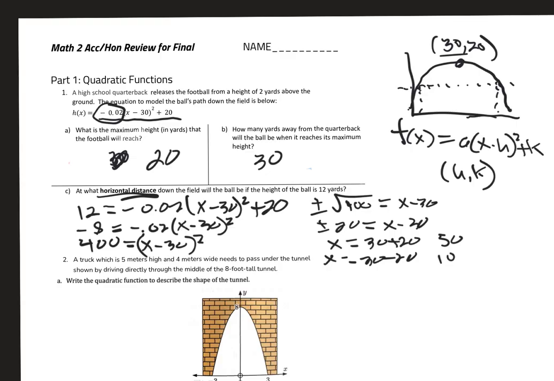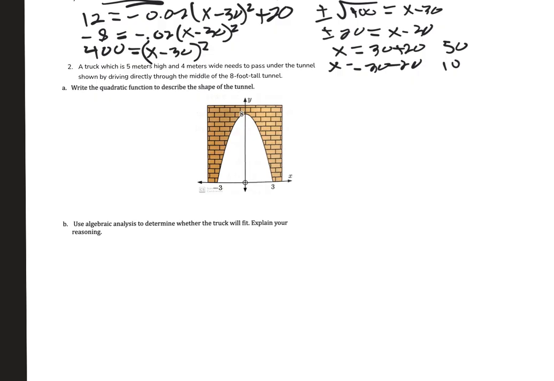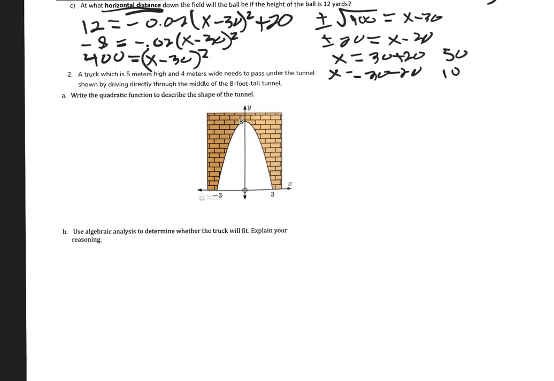Okay, next problem. We are given that this is a bridge and that this tunnel has a quadratic shape. And so there are several things that we can immediately see. We know that the vertex is going to be at the point (0, 8) right here.